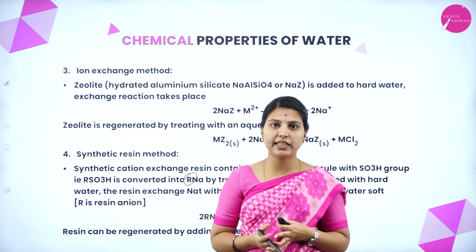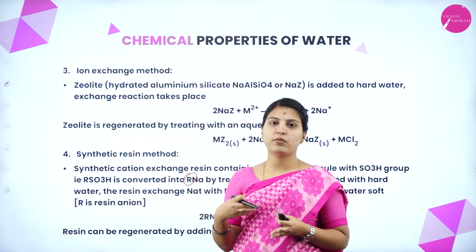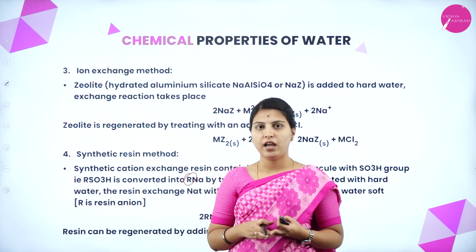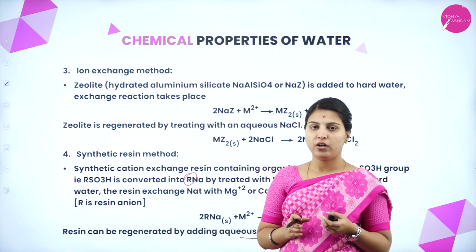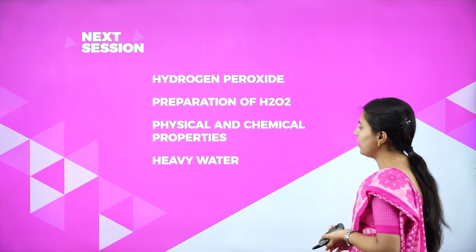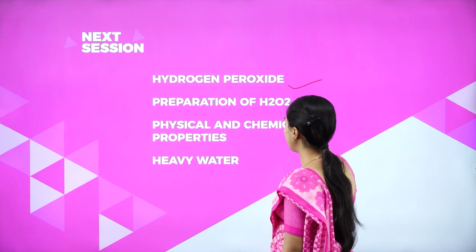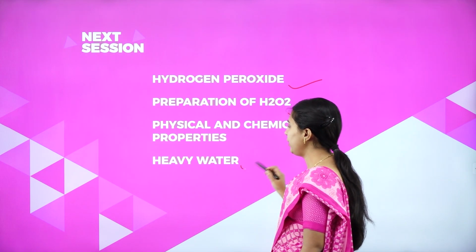So these are the many chemical properties of water, what is temporary hardness, what is permanent hardness we have seen, and the methods to remove both kinds of hardness of water we have also discussed. In the next session, we will discuss hydrogen peroxide, its preparation, physical and chemical properties, and heavy water.